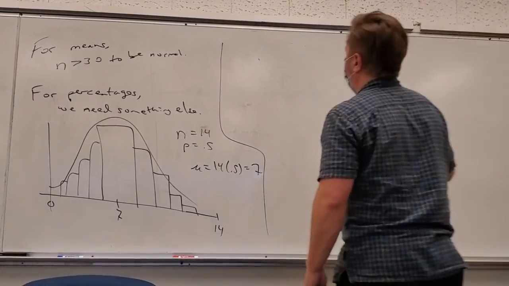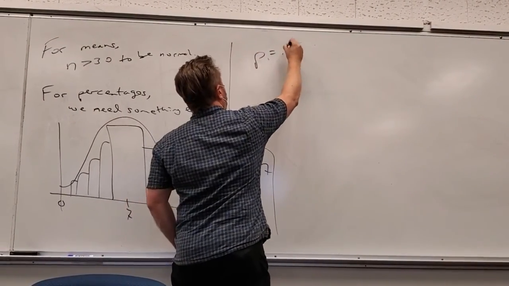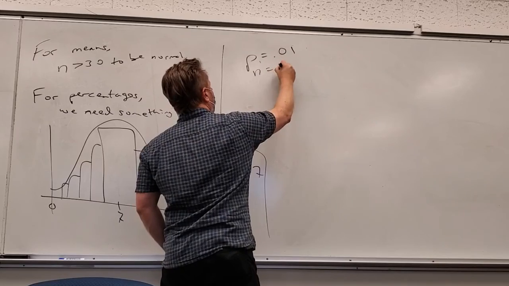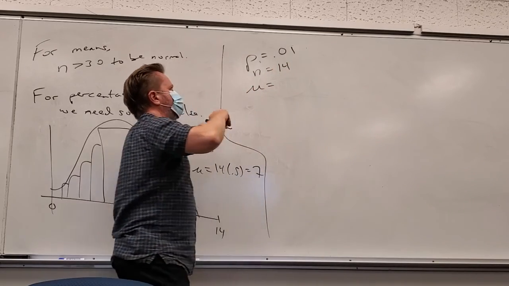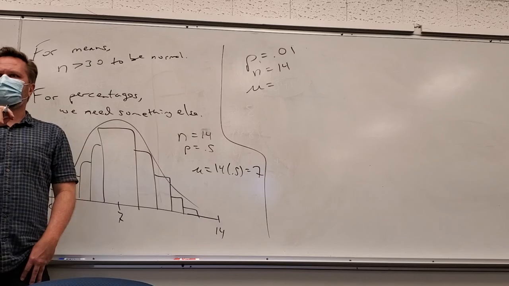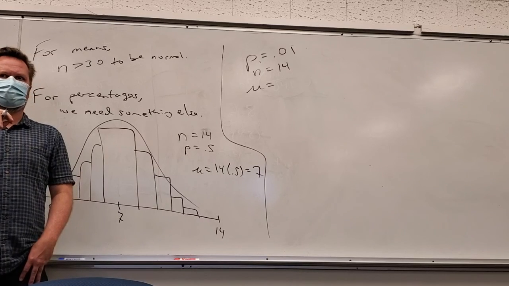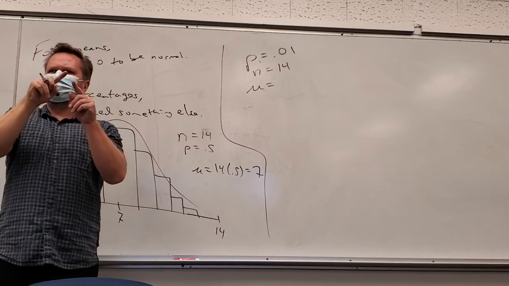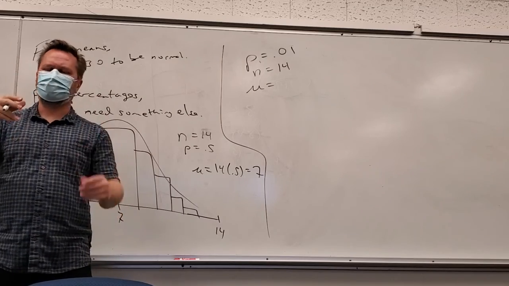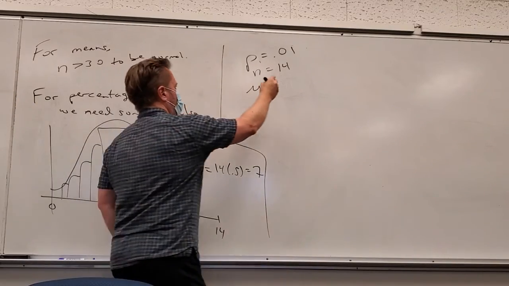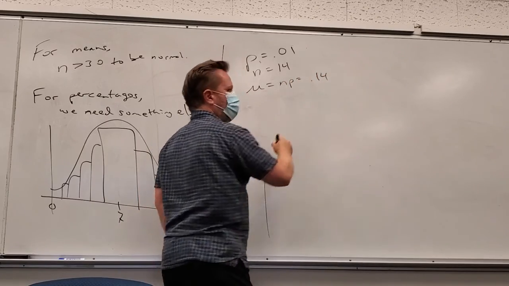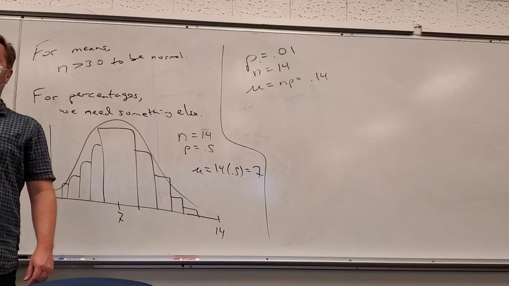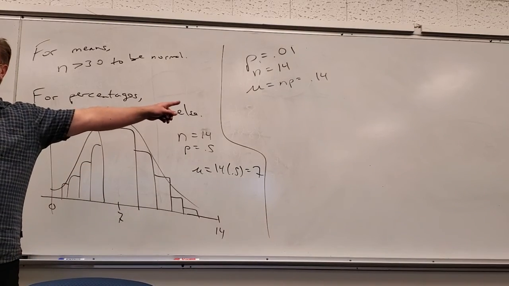So what about a coin where the probability of getting a head was 0.01 and I flip it 14 times? What's the mean now? 14 times 1 is 14. 14 times 0.1 is 1.4. 14 times 0.01 is 0.14. So mu equals np is 0.14. So the tallest point, because that's the most expected thing, will now be at 0.14.